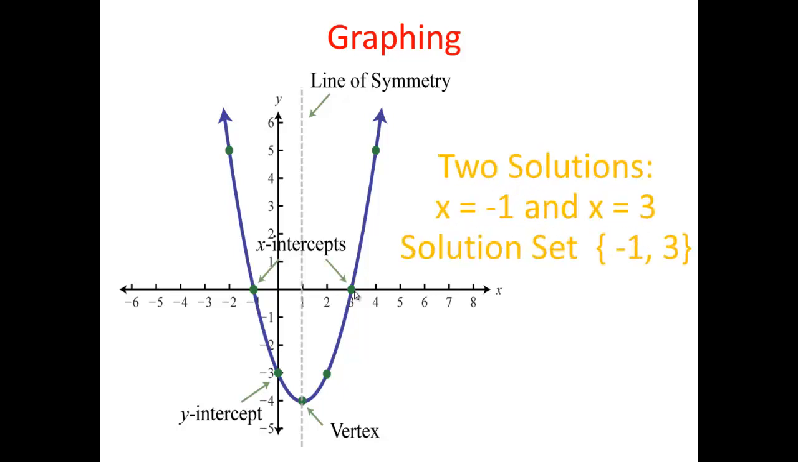So in this particular example, there would be two solutions to this particular parabola. They would be x equals -1 and x equals 3. So we would say that the solution set contains the numbers -1 and 3.